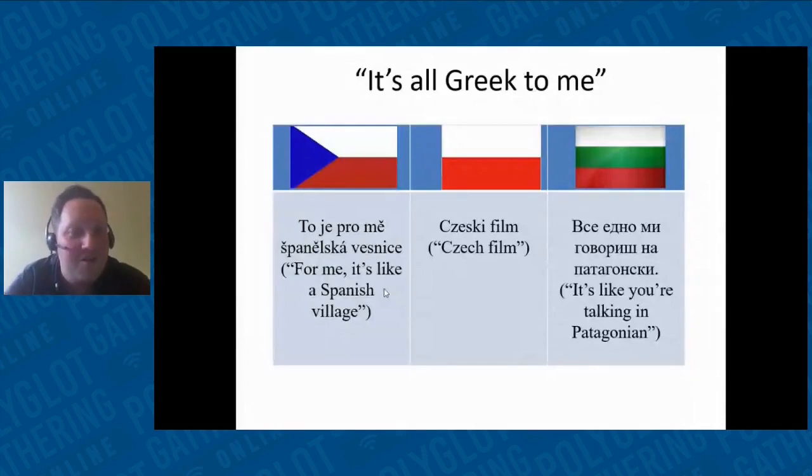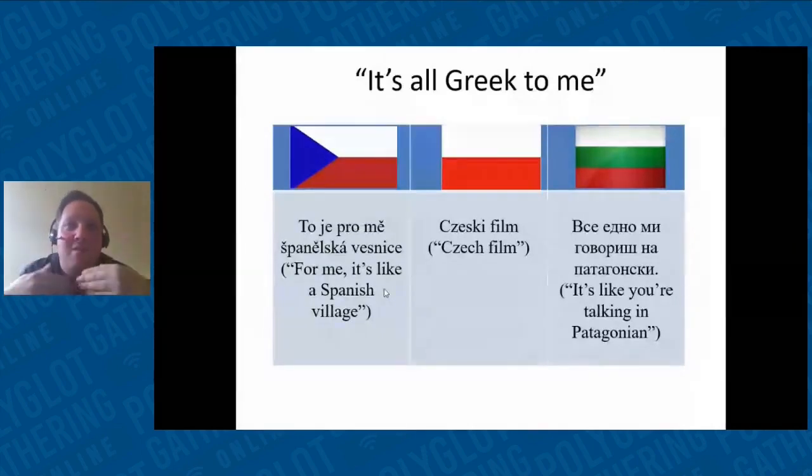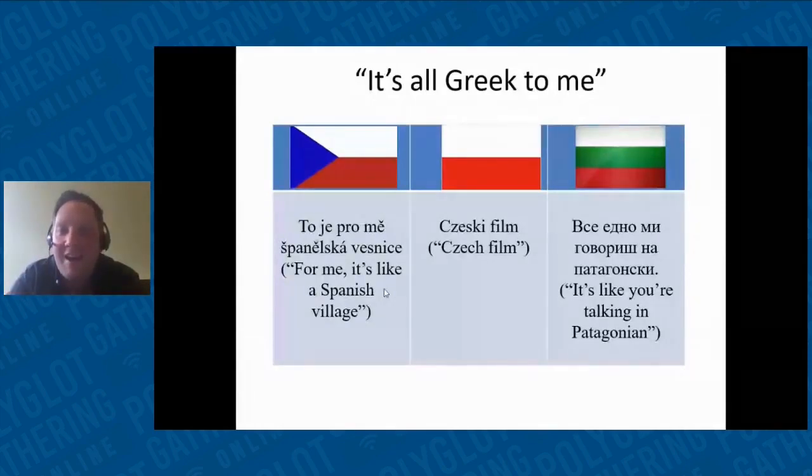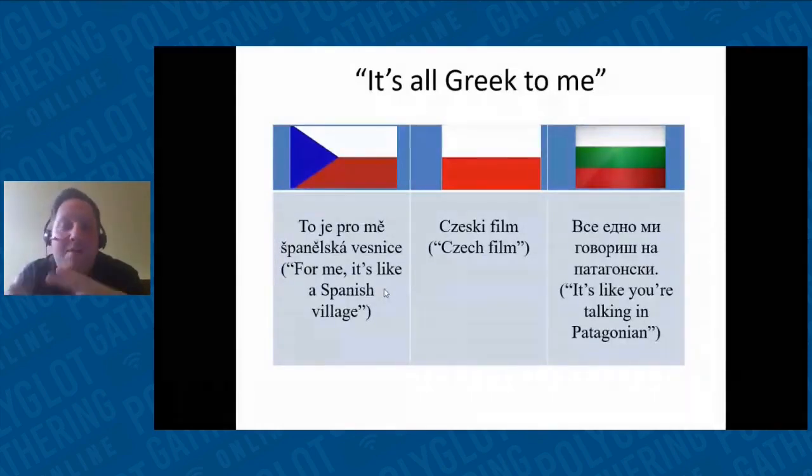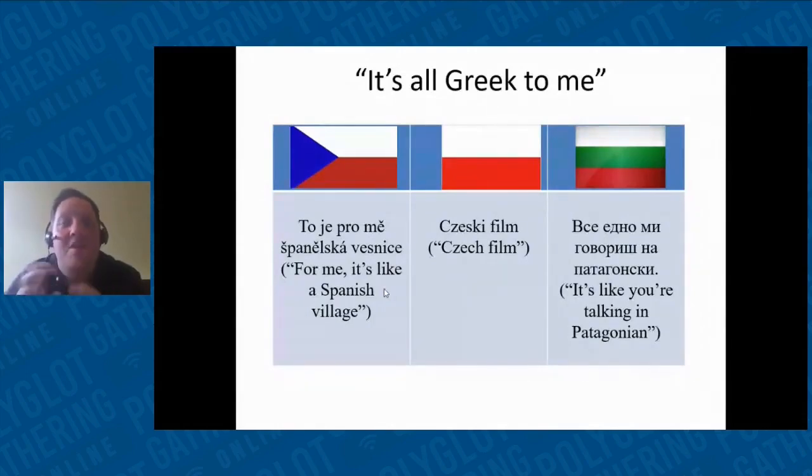And in Polish, you can say it's like a Czech film, which I think kind of harks back to the similarities between Polish and Czech, and how it probably shows you something about how they view the other language as well. I'm sure it's in fun, but it's an interesting one. And in Bulgarian, it's like you're talking in Patagonian. So it's just interesting how different languages will choose different ones. I know Russian uses, it's all Chinese to me. So they're all using different languages that they consider really, really difficult.